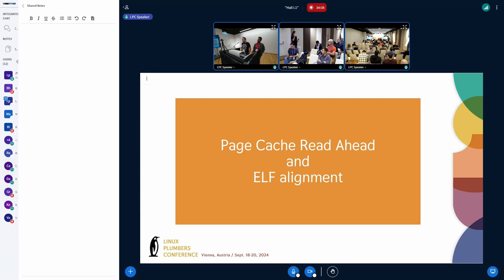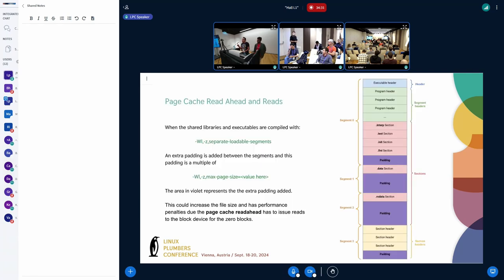The problem is that several developers, for some reason, read /proc/PID/maps to get the memory regions of the shared libraries, and then they try to read or write on these memory regions. But because they are not file-backed, the applications were getting SIGBUS. So the solution that we did was to compile all the system libraries with separate loadable segments.